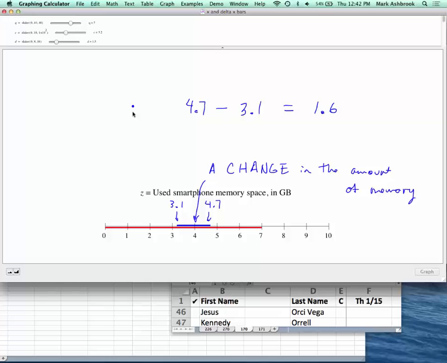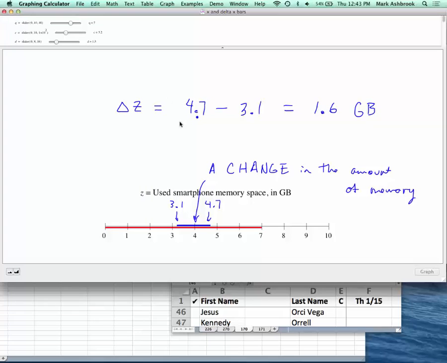The way that we denote a change in a quantity is with a delta sign. Delta, so you say delta Z. You think of this whole thing as a new variable. It's related to Z, but it's not Z. It represents some change in the amount of memory. In this case, the change starting at 3.1 used up to 4.7 gigabytes used. So its units is also gigabytes. And we use delta to mean that amount of change.